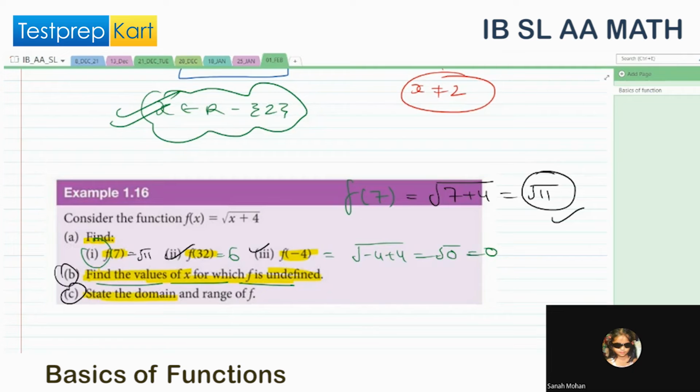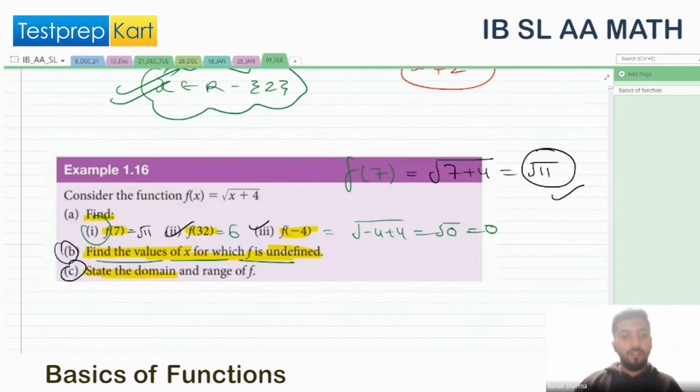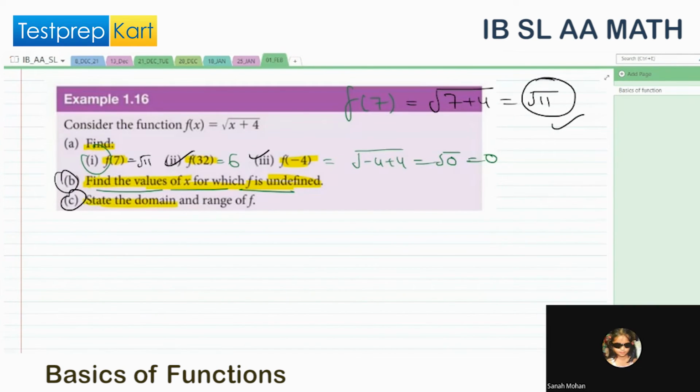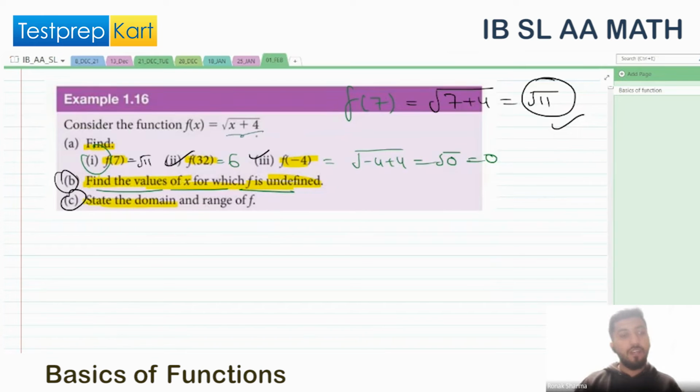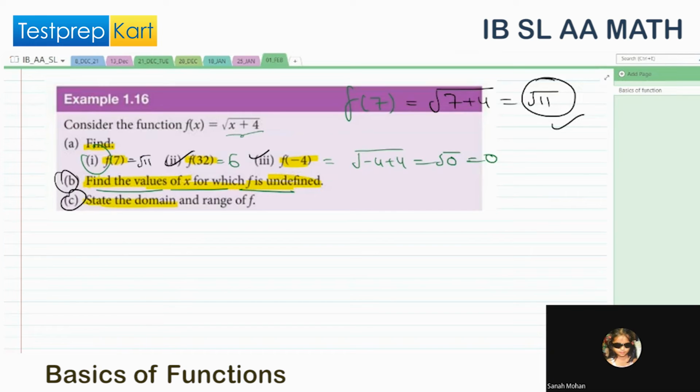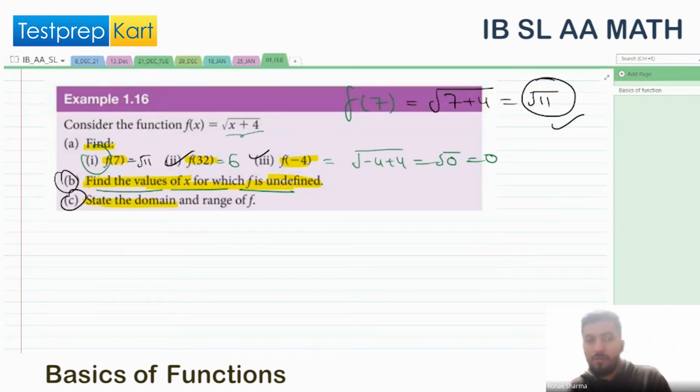I'm not really sure. But see, what they're asking is we need to find the value of x for which f is undefined. That means when can this thing become undefined? Just try to tell me that. I'm not asking you the mathematical answer, but as per your sense, what do you think, if that happens, then it can create a problem or make the function undefined? 0. No, 0 is simply going to give you 0 value. If inside the square root the value becomes negative, it will make the function undefined. Simple as it is.